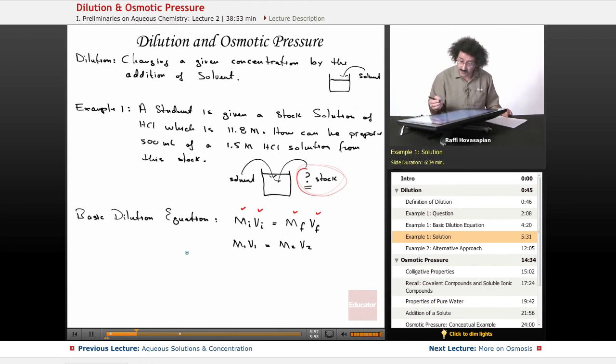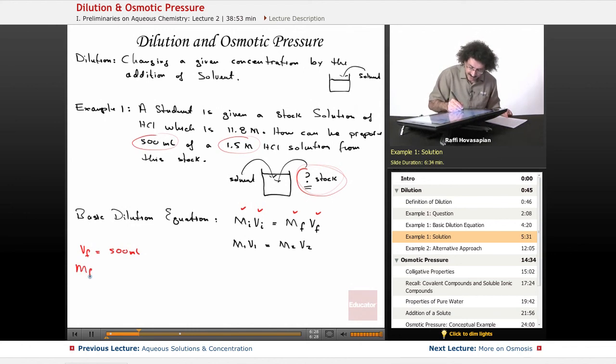In this case, let's see what it is that we have. Well, we know what the final volume is going to be. So the final volume equals 500 milliliters, or 0.5 liters, depending on which units you're going to use, as long as the units are consistent. So we have the final volume, and we also have the final molarity. We're looking for a solution which is 1.5 molar. So our final, I'm just going to make my M's the way that I am comfortable doing it here.